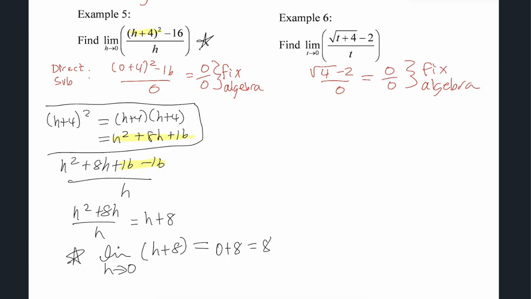For square roots, to fix the algebra, I have to use the conjugate. For algebraic expressions like 5, I've got to expand it and see what's really hiding there. For examples like 6, I have to use the conjugate, but that relies on the fact that I know what a conjugate is and how to use it. So let me show you what to do. Okay, so let's rewrite the original. We're going to pull out the original function that's sitting in our limit. So I'm going to rewrite this as the square root of t plus 4 minus 2 over t.